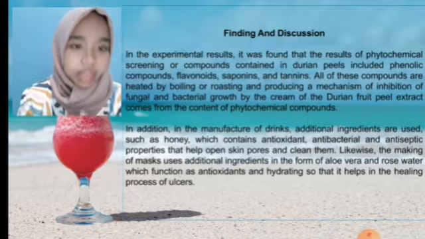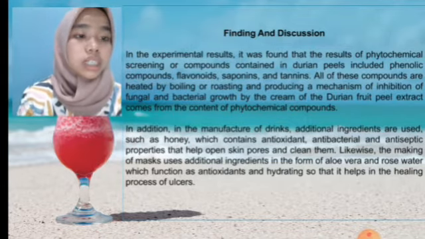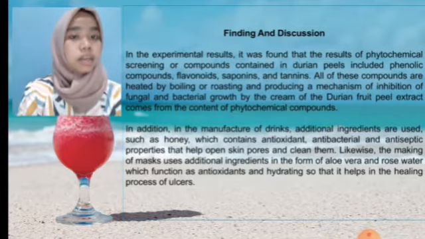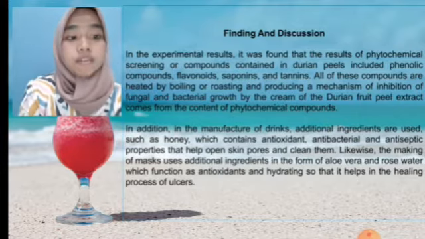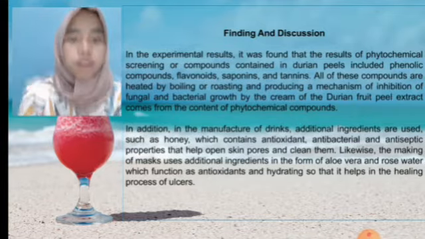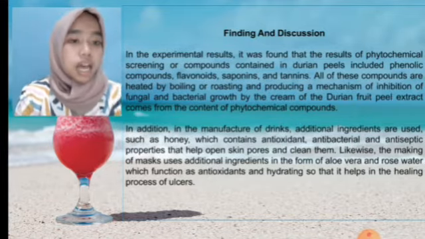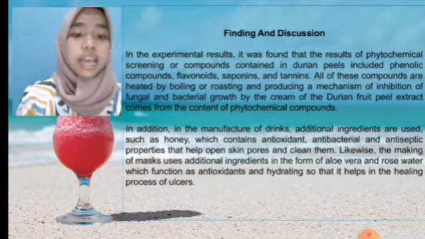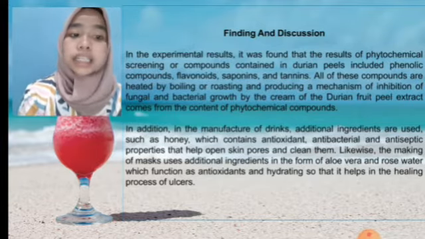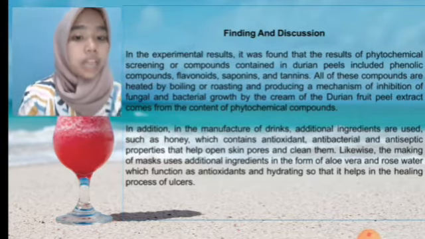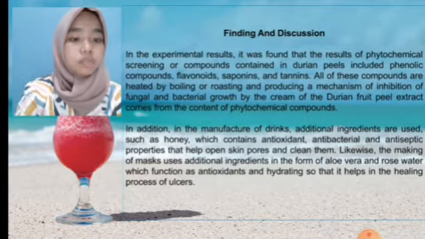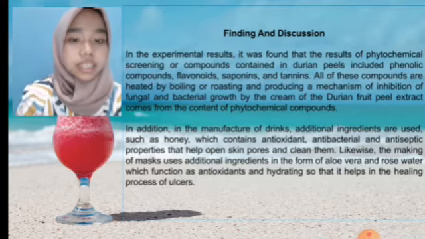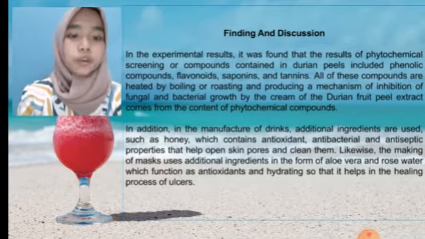All of these compounds are heated by boiling or roasting, producing a mechanism of inhibition of fungal and bacterial growth by the cream of the durian fruit peel extract, which comes from the content of phytochemical compounds. The flavonoids and tannins contained in the durian fruit peel extract are classified as phenolic compounds. Phenolic and saponin compounds are water-soluble and contain hydroxyl functional groups so that they more easily enter the cell and form complexes with cell membrane proteins.